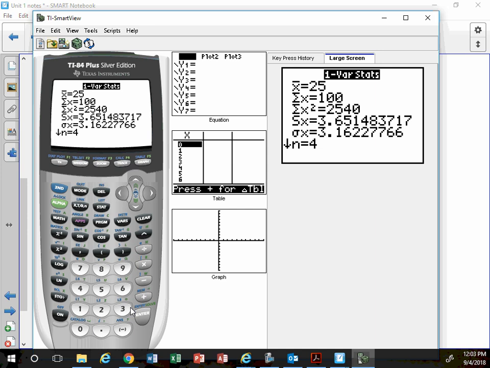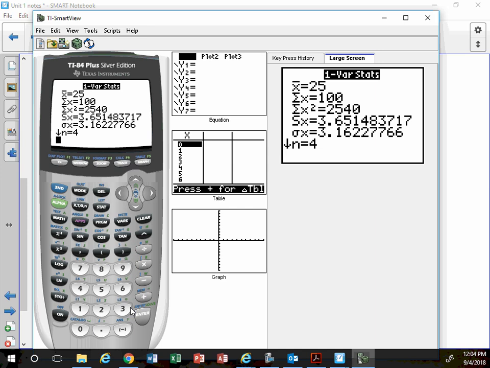All right, what does it look like we have here? Everything you need, yes. So x bar, that's our mean, right? Okay. Do you see the 3.65 here? The Sx, that's the standard deviation of your sample, okay? The sigma, that's talking about the population. So we're definitely sticking with the s right here.